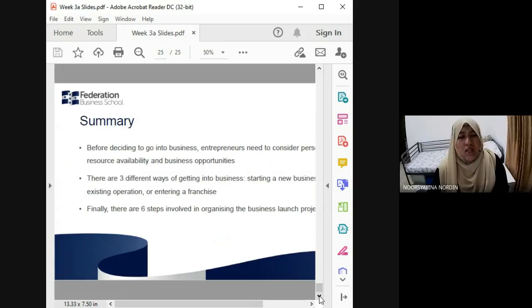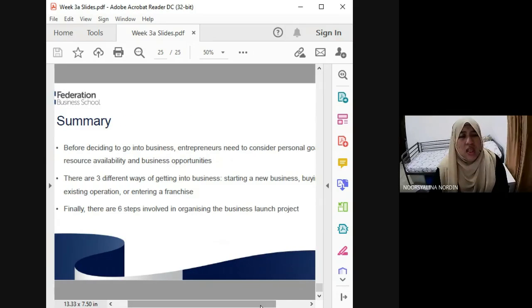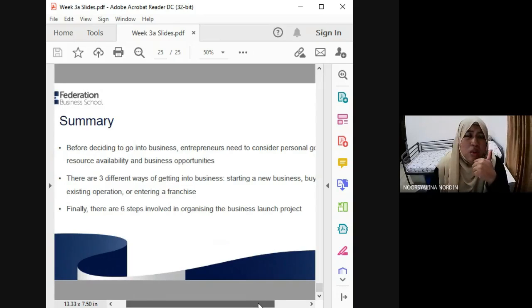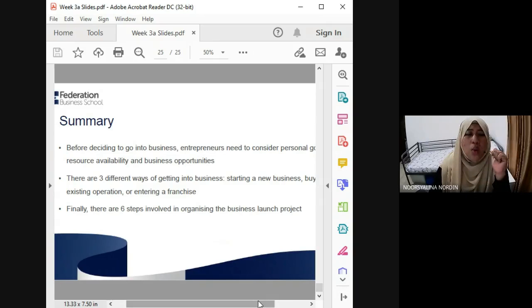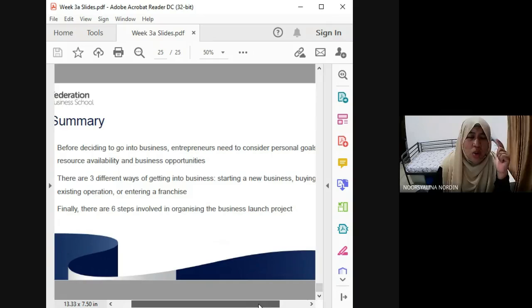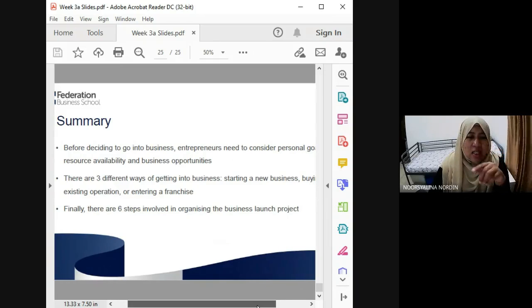Alright, and then as a summary, before deciding to go into business, entrepreneurs need to consider personal goals, resource availability, and also business opportunities. There are three different ways of getting into business: whether you want to start a new business, buy an existing business, or enter a franchise. So you can compare back to the comparison table to see which one gives more advantage to you. And finally, there are 6 steps involved in organizing the business launch project.